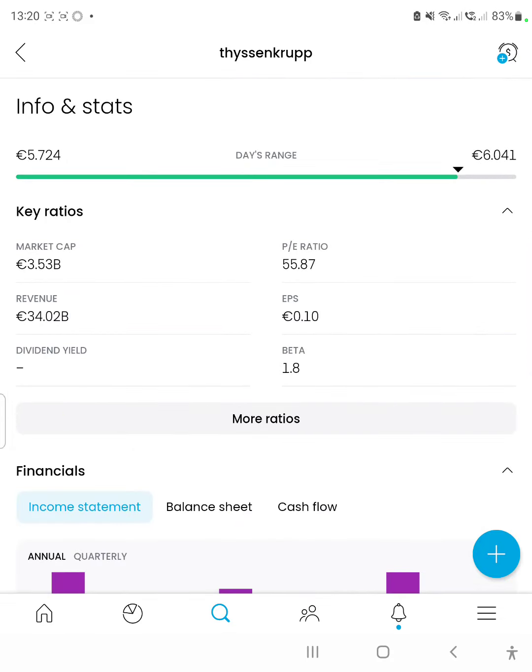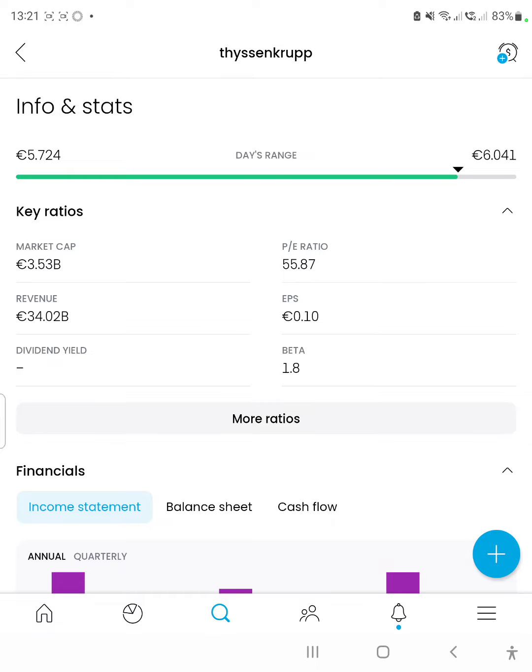The market cap, which is the overall price of the company valued by the market, is 3.5 billion euros. The revenue figure is 34.02 billion euros, which is quite scary actually. That's almost 1,000% of the market cap. So it's 10 times the market value of the company, which is something I've never seen before.